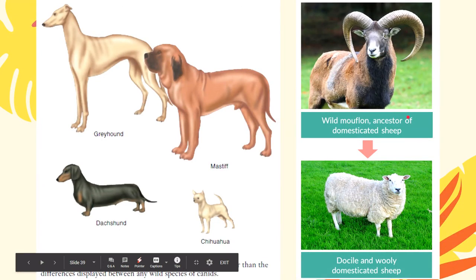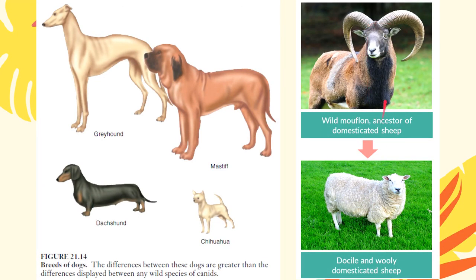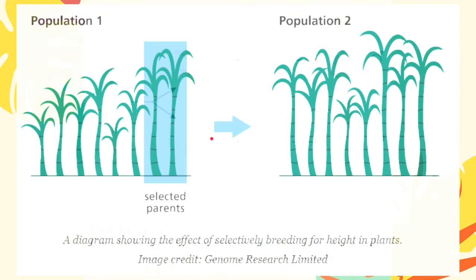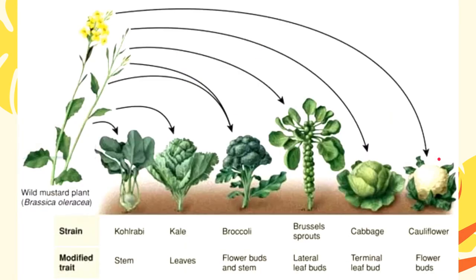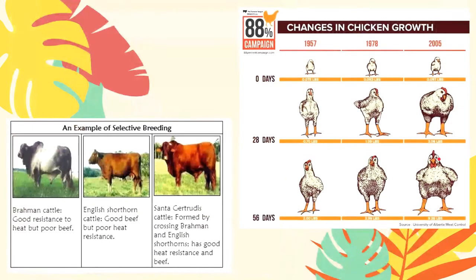We've also done that for sheep. So wild mouflon is the ancestor of this domesticated sheep, but we have actually bred them selectively and artificially to become the docile and woolly sheep that we know. Okay, so following this principle, we continuously bred those parents with desirable traits, and then continuously do that for the rest of the generations. And we have continuously done that today in modern poultry and modern cattle.